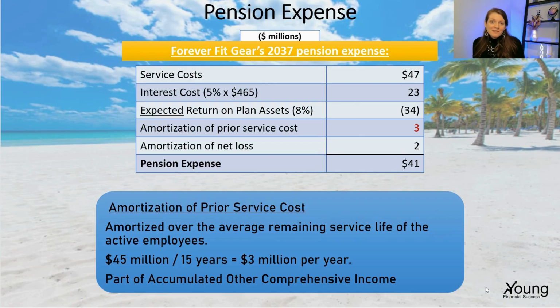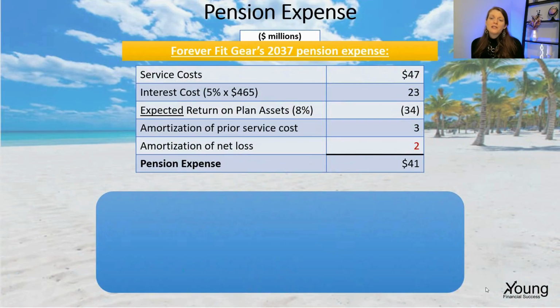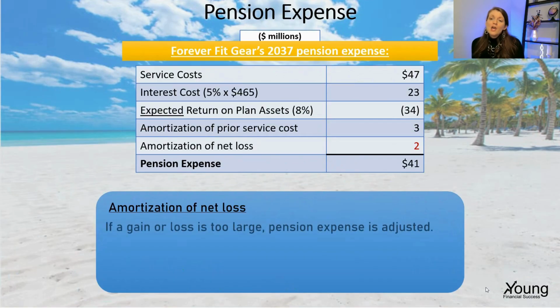So that was not too bad, right? We took that prior service cost. They said, whoa, this is too big to expense all at once. Let's split it up over the service life of the employees that this is relevant to. This one gets a little bit trickier when we say amortization of net loss. So we're going to have a couple slides for this one.